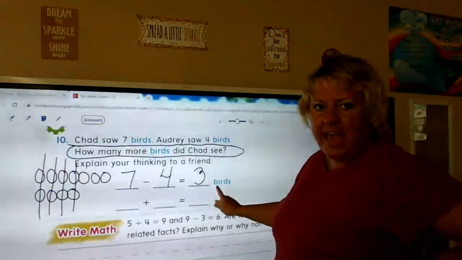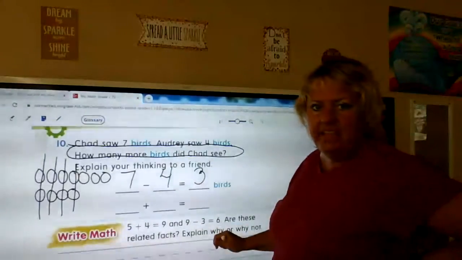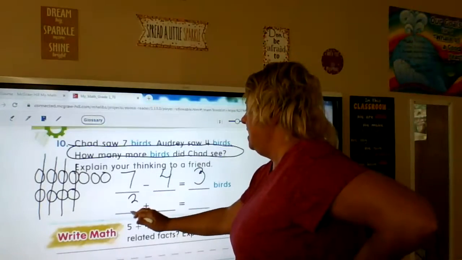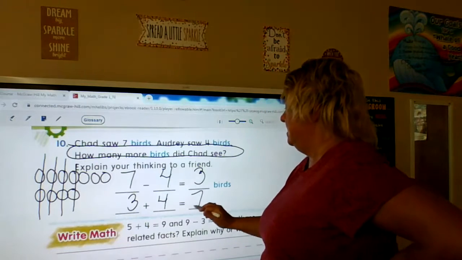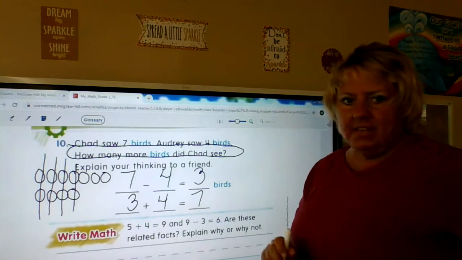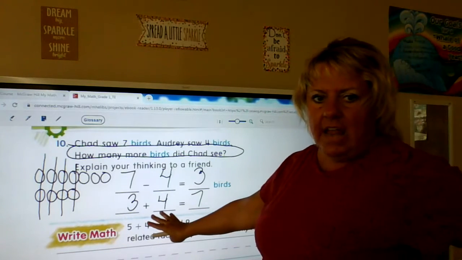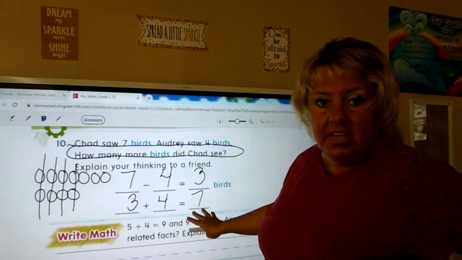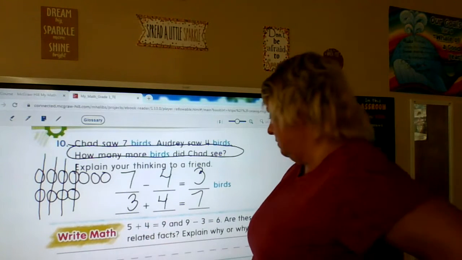I can check that. Is 3 plus 4 7? And that could be my related addition fact. 3 plus 4 is 7. Could I have had 4 plus 3 is 7? You bet.